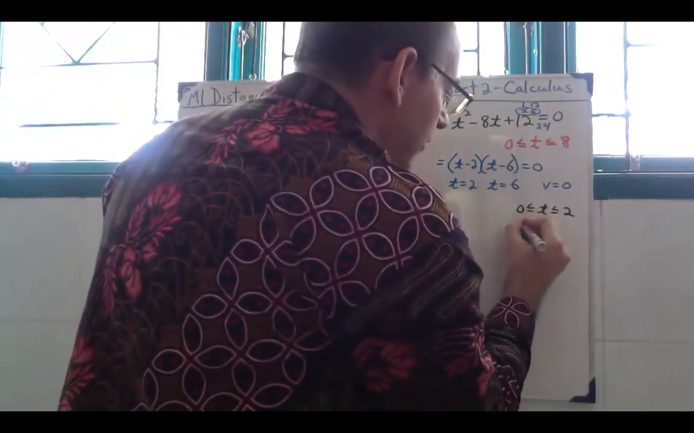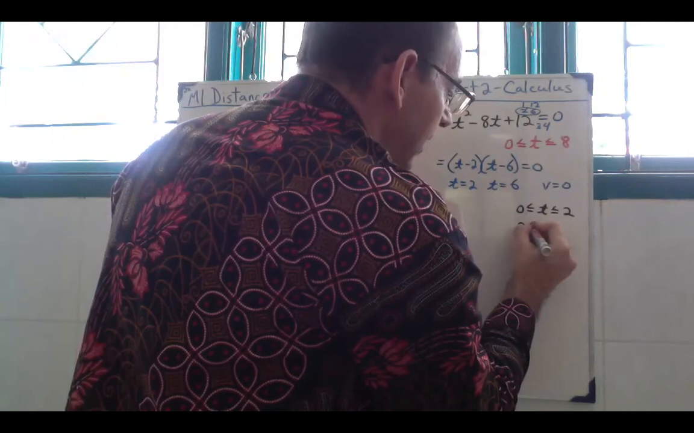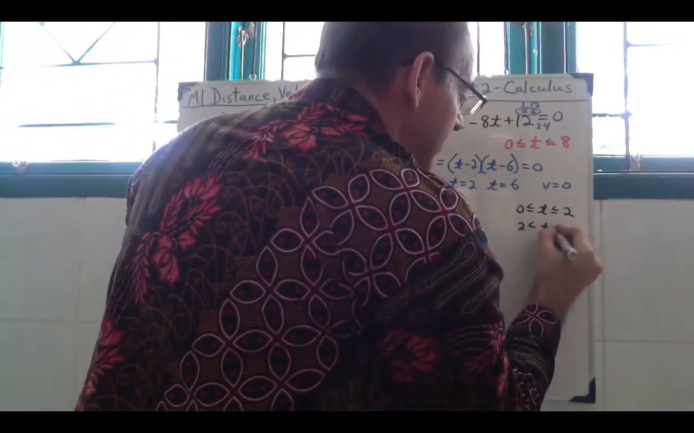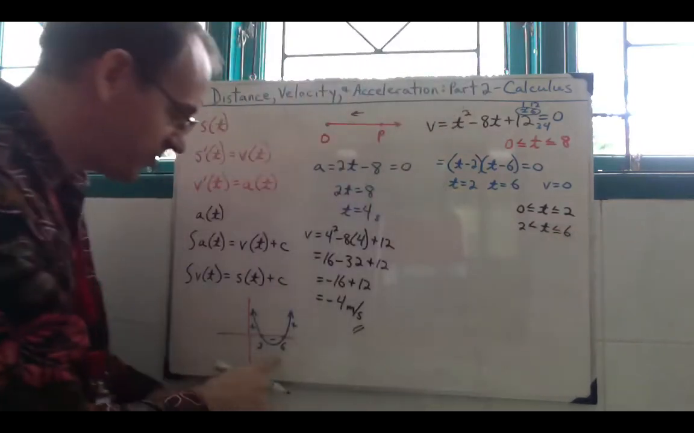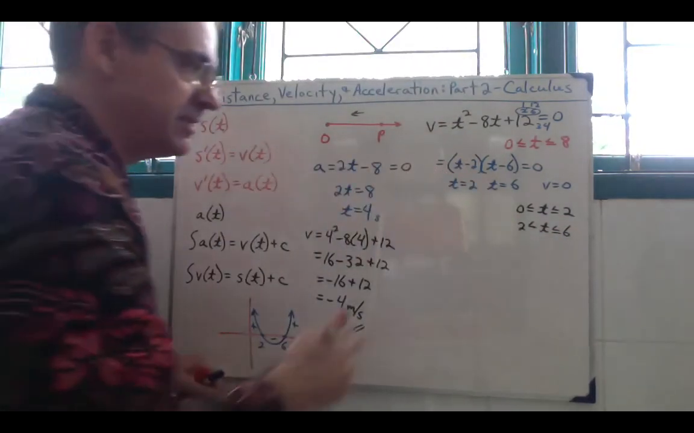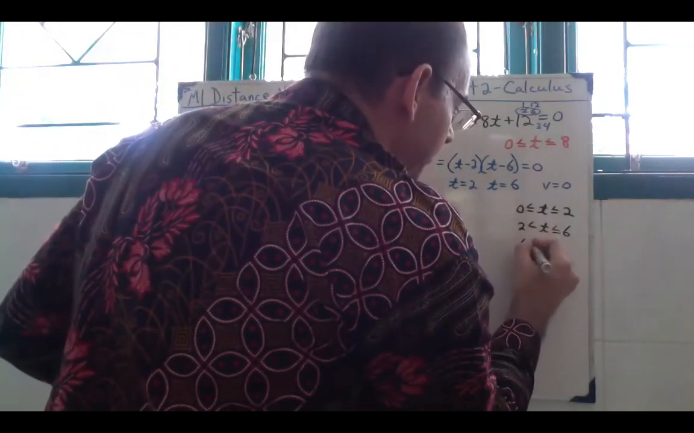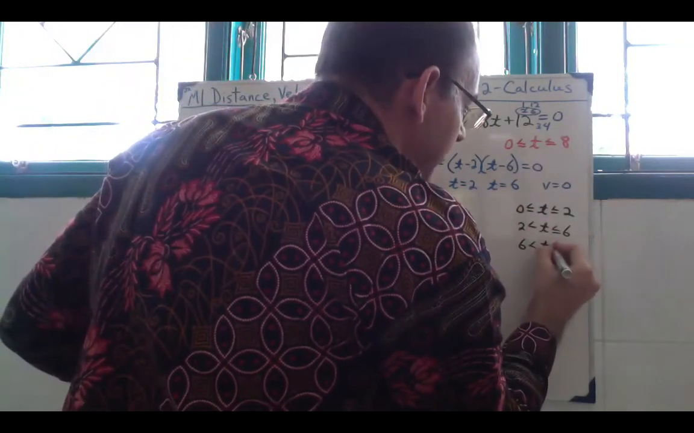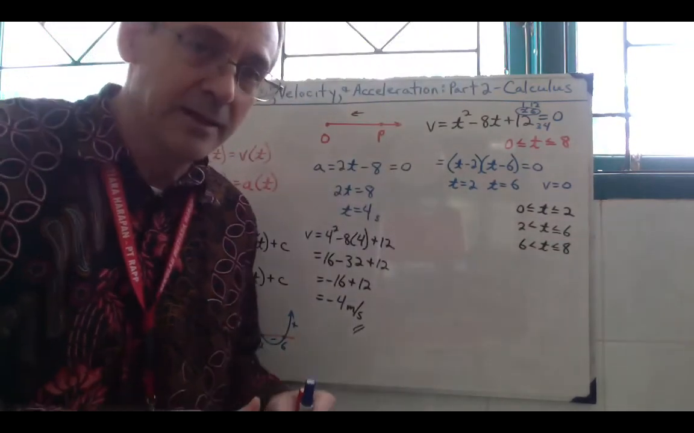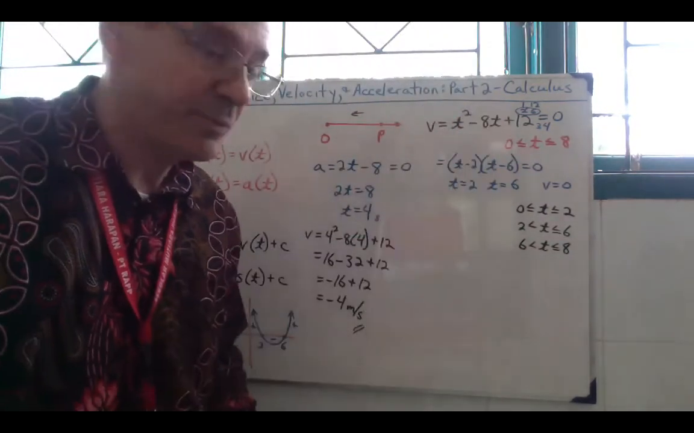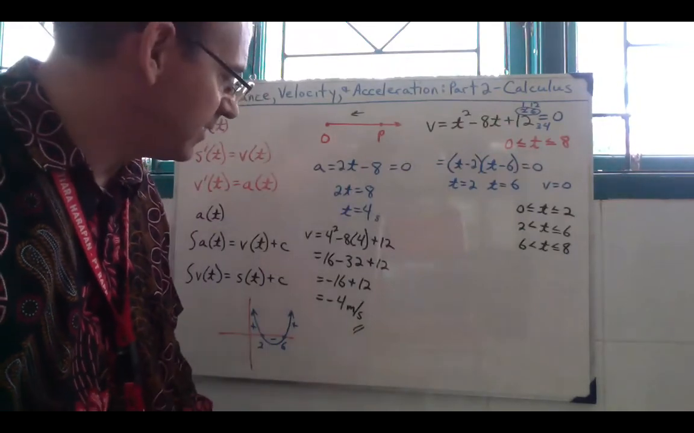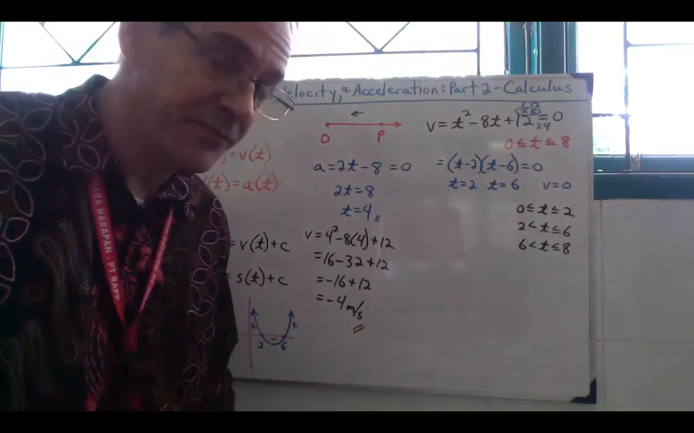And then we also want to look at it from 2, and I won't put the equal to on this, until 6, where it stops again as it's going back toward the origin. And then we want to look at it from 6 until 8, where we're done over this time period, okay? And displacement deals with the position function.